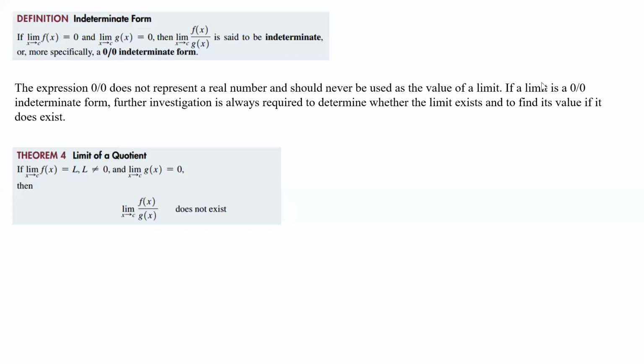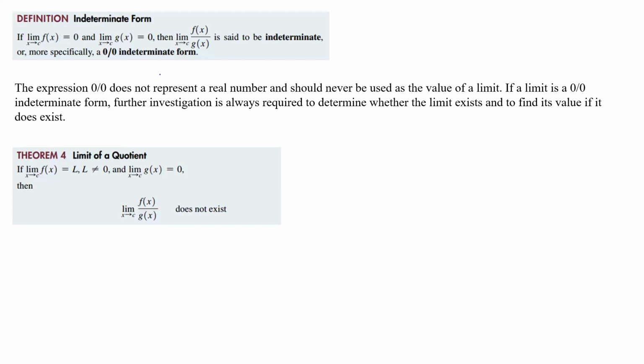All right, so first thing is a definition of the indeterminate form. If the limit of f of x as x approaches c is 0, and the limit of g of x as x approaches c is 0, then the limit of f of x divided by g of x as x approaches c is said to be indeterminate, or more specifically, a 0 divided by 0 indeterminate form. Because remember, if we have 0 here and 0 here, that's going to give us 0 over 0. And so that's indeterminate. So we can't determine what it is because you're dividing by 0.